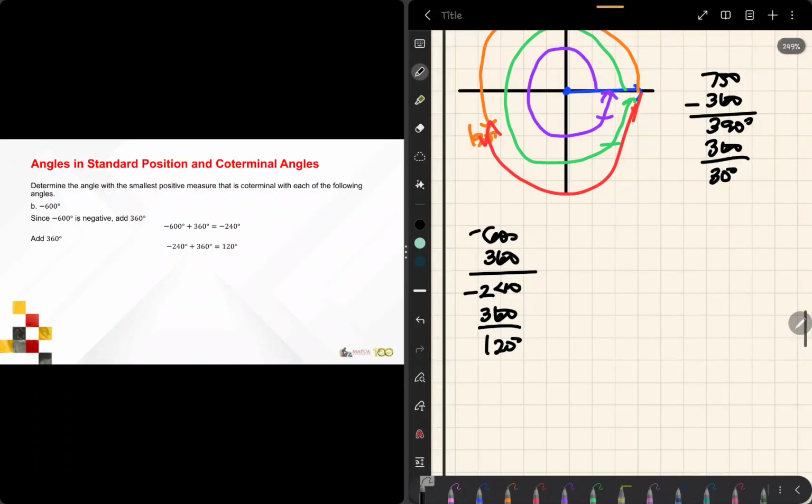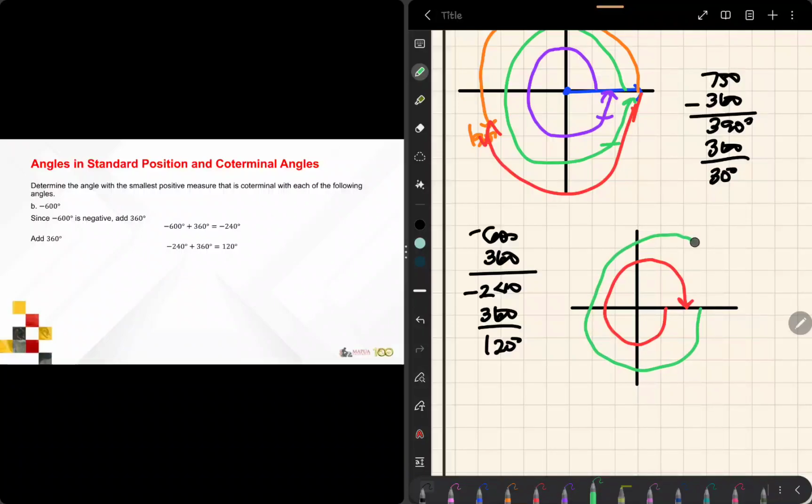So if it's clockwise, it just simply rotated on the opposite side. It rotated clockwise if it is a negative angle. So it rotated once, 360 degrees, and then it rotated another 360 degrees. It becomes negative 600, so it still needs negative 240 degrees.